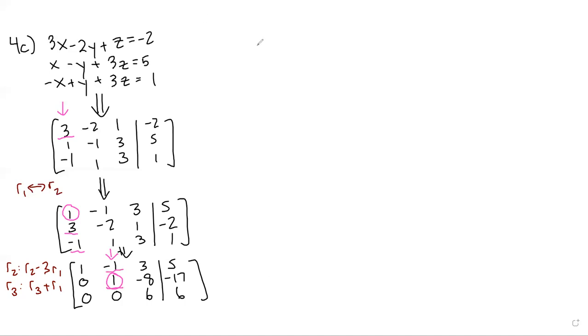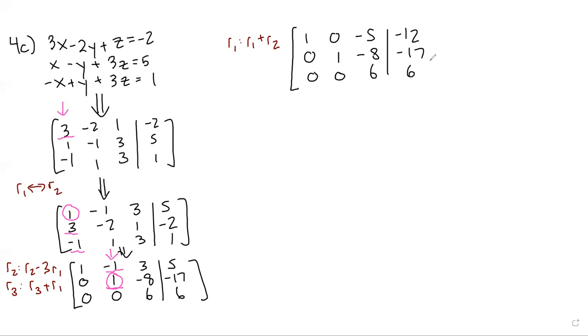So now what I'm going to do is actually just add row 1 plus row 2. And so I'll have 1, 0, -5, and -12. And this will be 0, 1, -8, and -17. And 0, 0, 6, and 6. And so that column is now done. And so that row is basically done, aside from the eliminations I can get later.